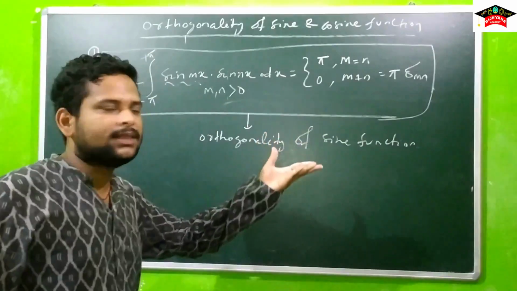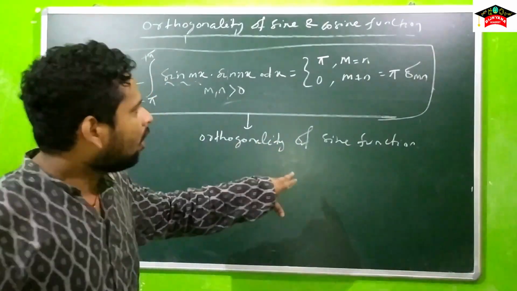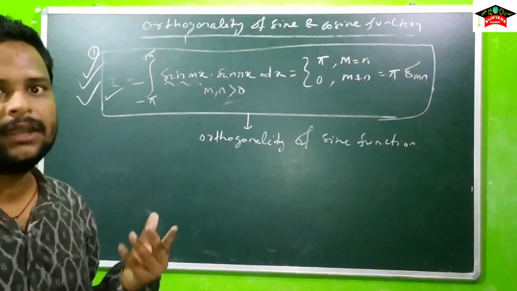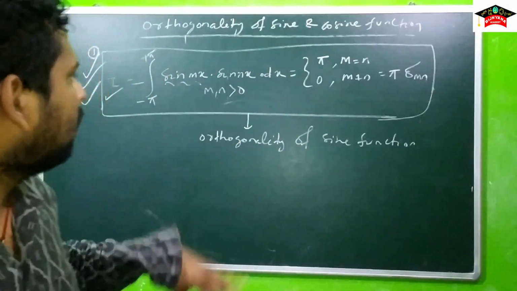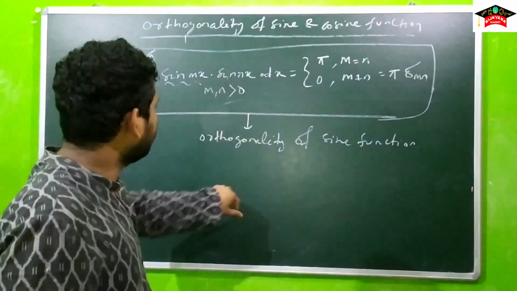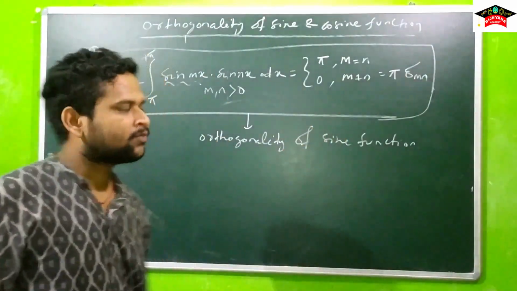In that case, we have seen that this is the orthogonality condition of a coordinate system because we have taken the variables to be the unit vectors in each direction of the coordinate. Here, the variables are sine. So we can say that it is the orthogonality of sine function.